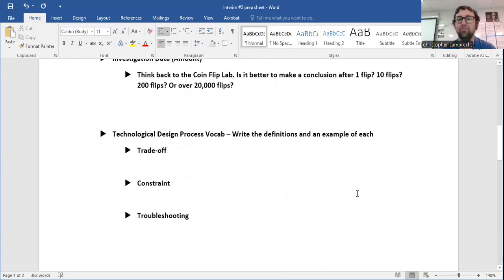On to our last bit from Interim 1: technological design vocabulary. We have 3 words here. Trade-off. A trade-off is where you're exchanging one thing for another in evaluating its value. What I mean by that is that if you go to a store and you buy a backpack, that's just a trade. You handed someone money, they handed you a backpack.